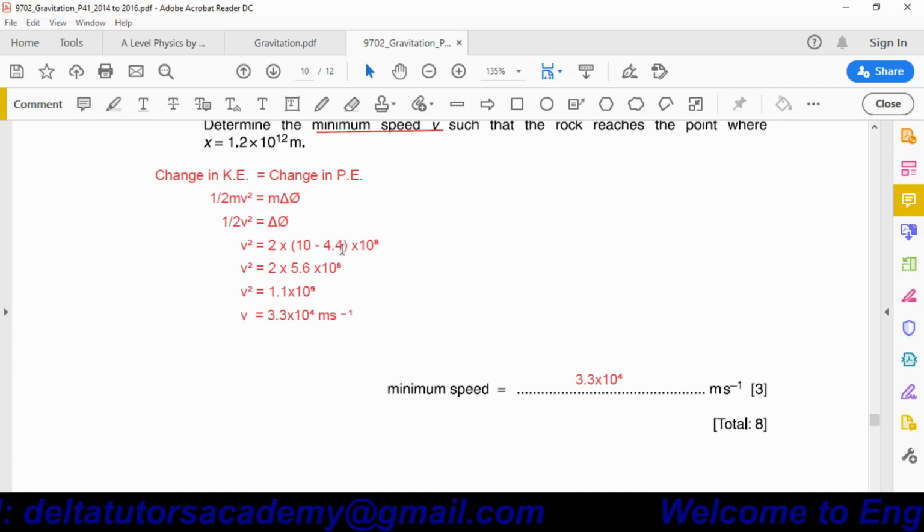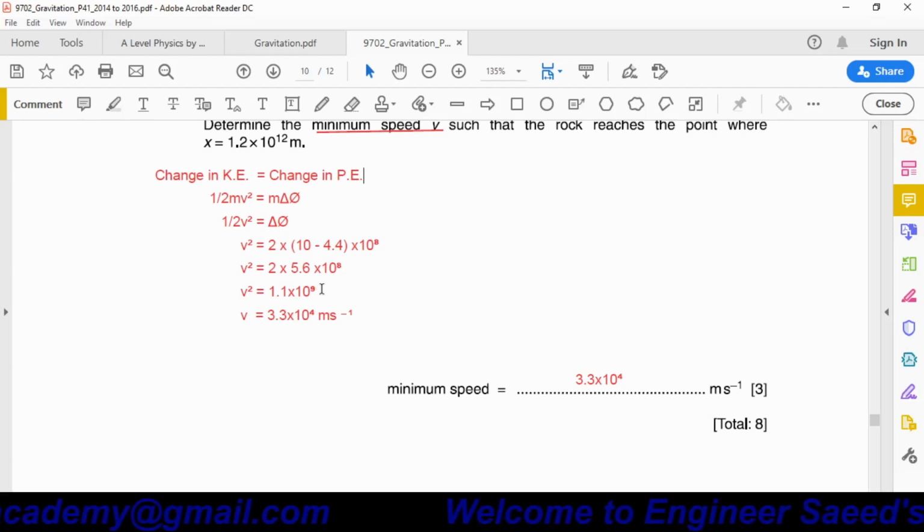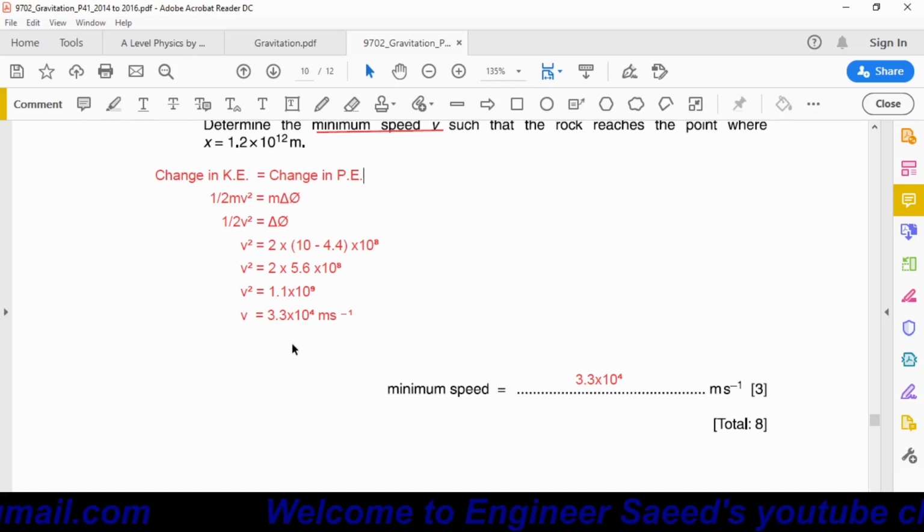Okay, 10 minus 4.4 is equal to 5.6. This is 5.6 into 10 power 8. And by calculating the values, we get v square is equal to 1.1 into 10 power 9. Now we have to take the square root of this value. By taking the square root, we get the answer v is equal to 3.3 into 10 power 4 meter per second. So this is the minimum speed.